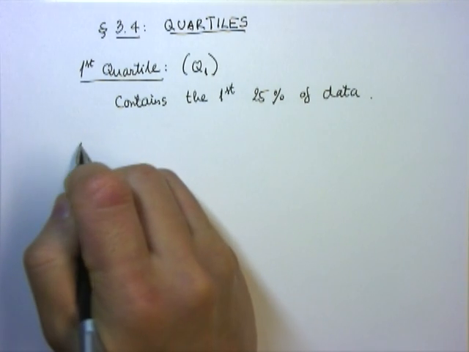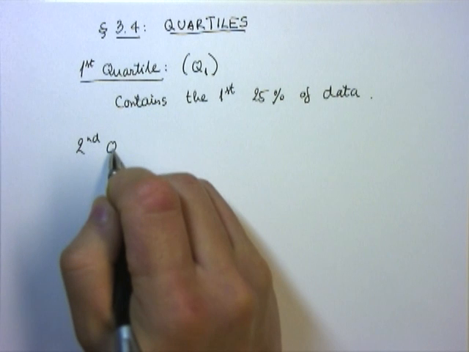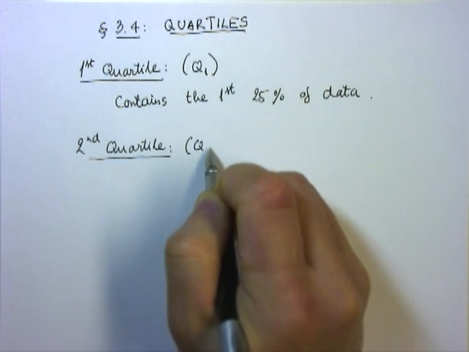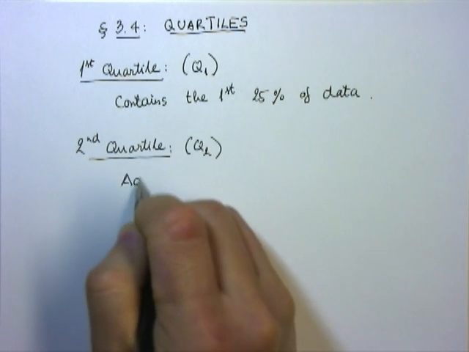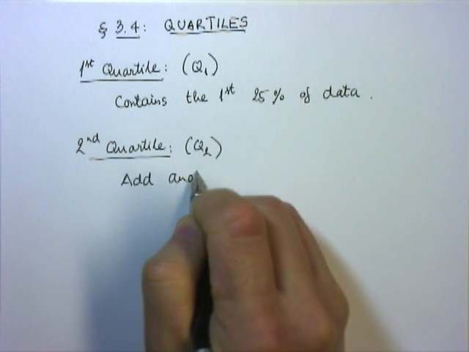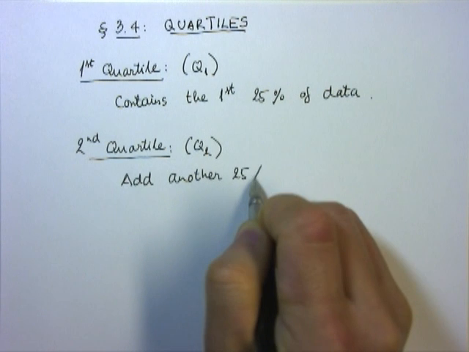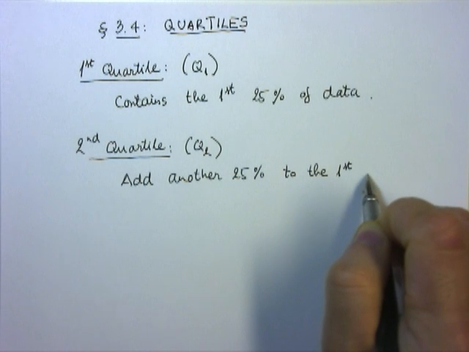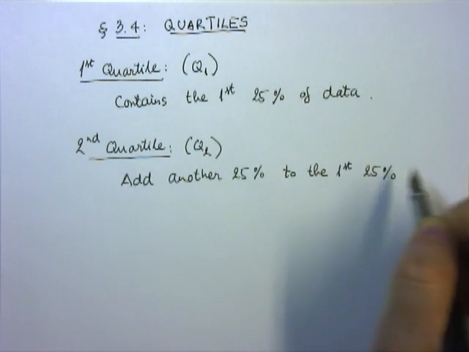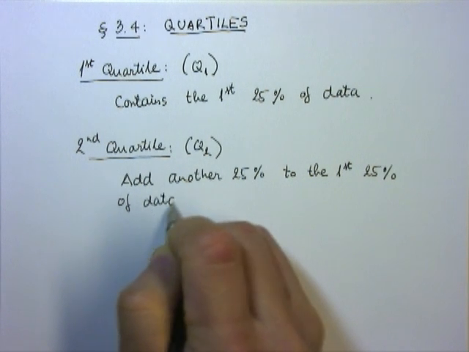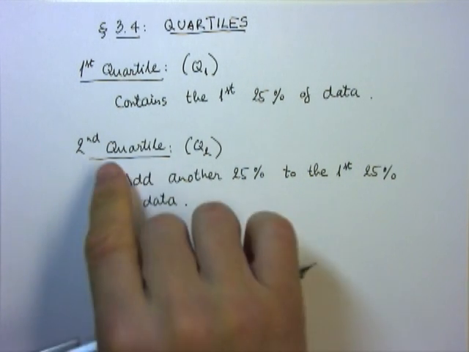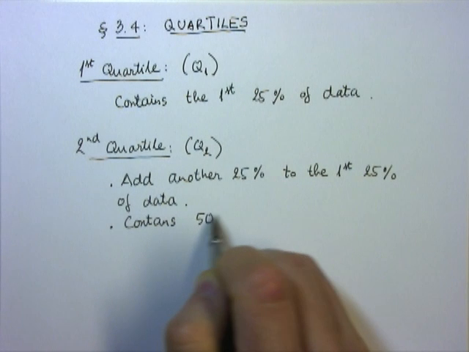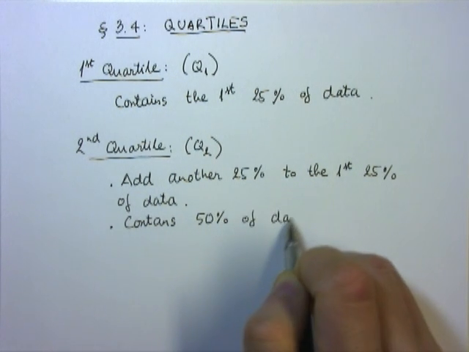The second quartile, or as a notation, is the Q2. The second quartile adds another 25% to the first 25% of data. Or in other words, the second quartile contains 50% of data.